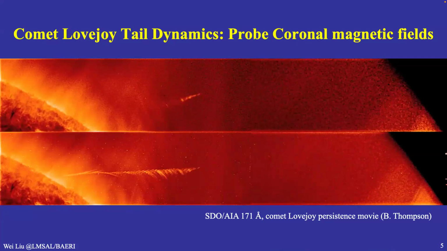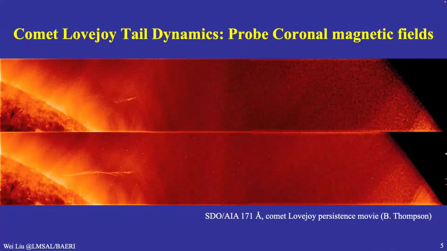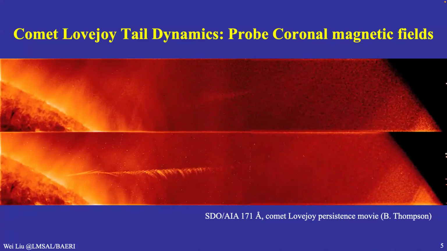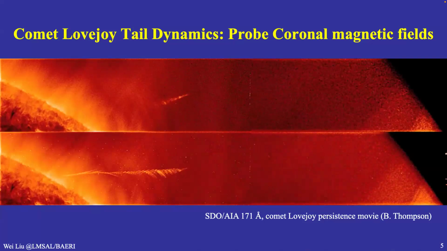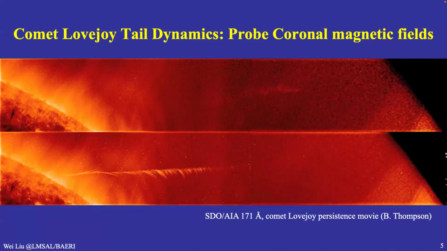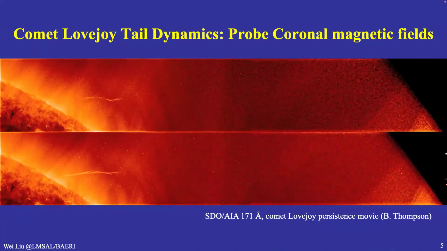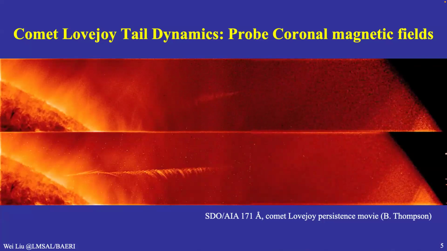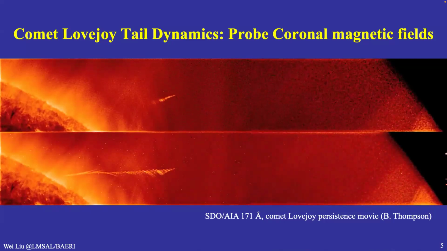Here's a great movie made by Barbara Thompson. This is the movie of comet Lovejoy back in 2011 in the AIA 171 channel. The top panel shows every single frame background subtracted. The bottom panel shows the so-called persistent movie, where you're adding every single frame on top of existing frames. That can show the lasting feature of this comet, the tail deposition of the comet material into the corona.